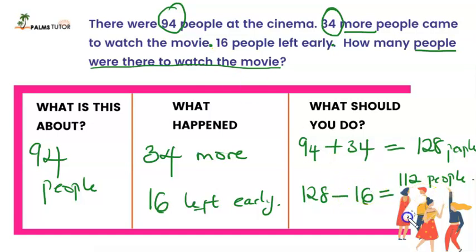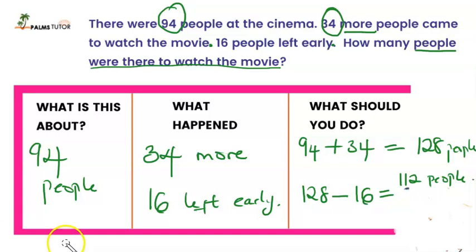Now, but let's be careful with our questions to be sure that we are answering what exactly we are asked. This question says, how many people were there at the movie? I'm going to leave you to think about this, right? How many people were there to watch the movie? We started with 94 people. Right? 34 more people joined them, but 16 still left early. How many people were there to watch the movie?